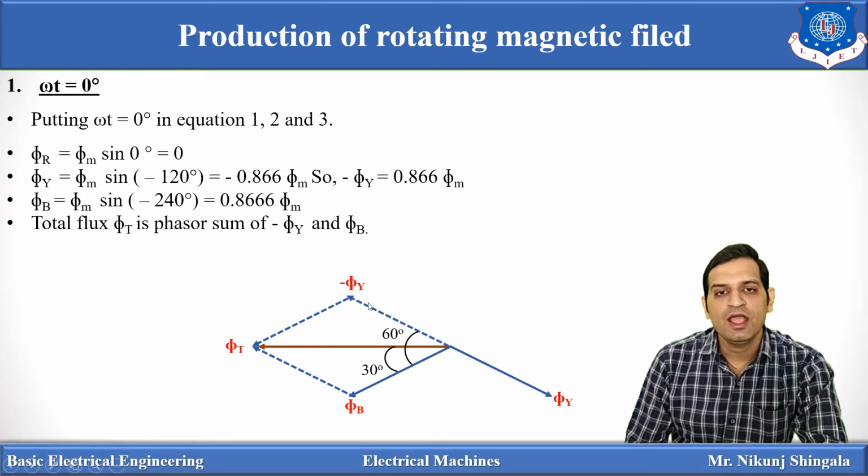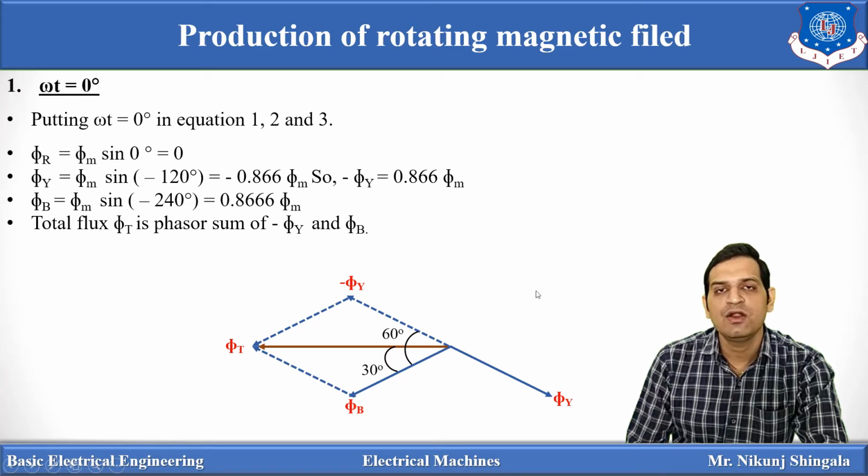Now we know the angle between minus phi y and phi b is 60 degrees, because the angle between phi b and phi r is 120 degrees, and if we take the reverse of phi y, this angle will be 60 degrees. Now all sides are equal, so the angle between the diagonal and phi b, or the angle between the diagonal and minus phi y, will be 30 degrees.